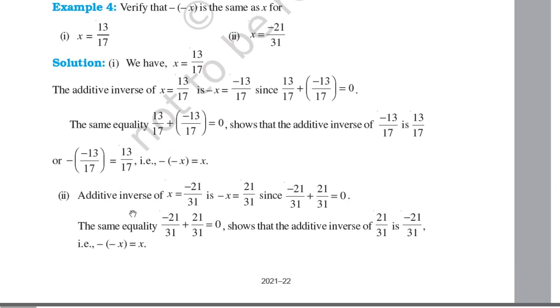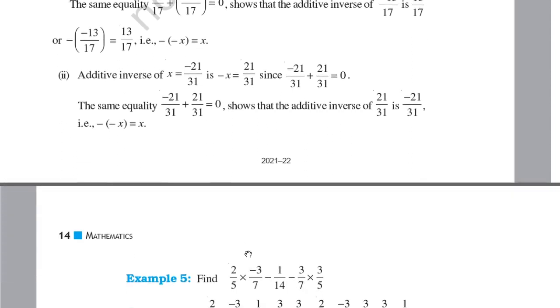Similarly, for the second one, x is equal to minus 21 by 32. The additive inverse of x is minus x. Since minus 21 by 32 plus 21 by 32 is equal to 0, the same equality, minus 21 by 32 plus 21 by 32 is equal to 0, shows that the additive inverse of 21 by 32 is minus 21 by 32, that is, minus of minus x is x.